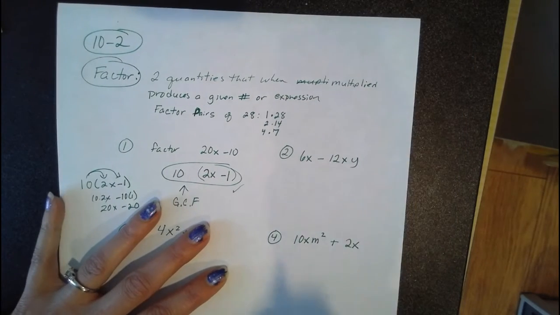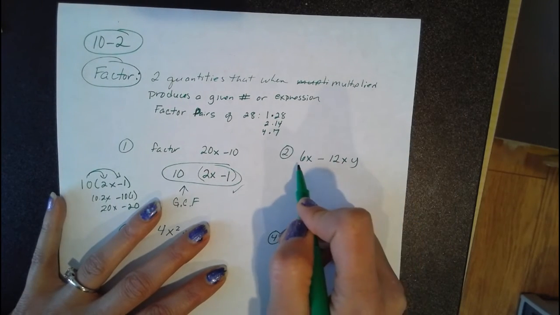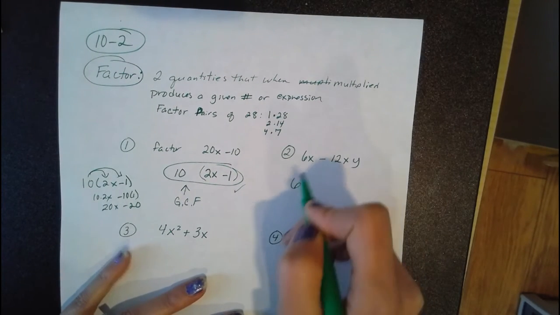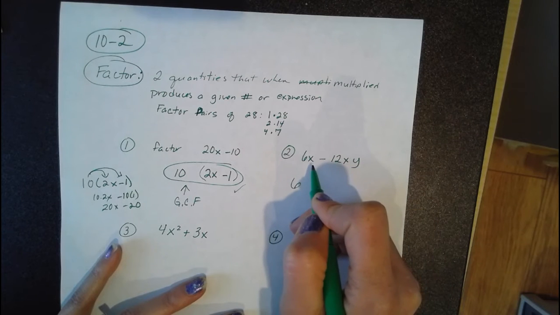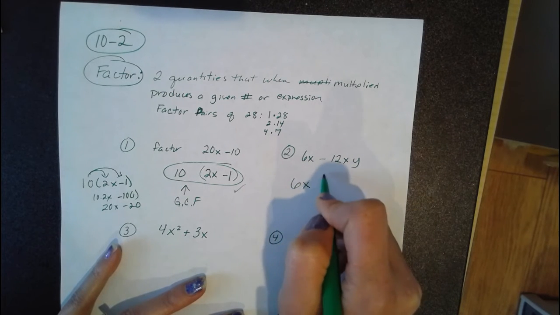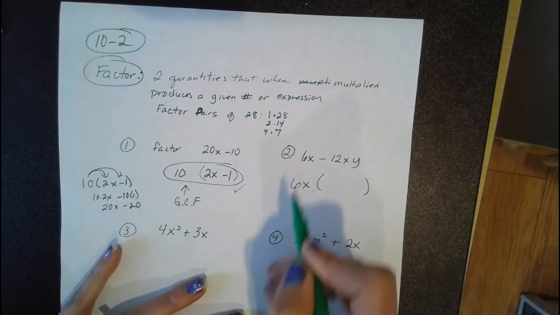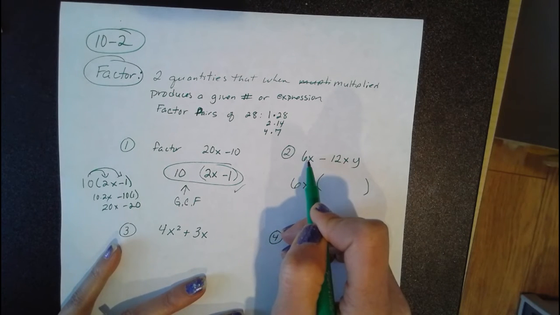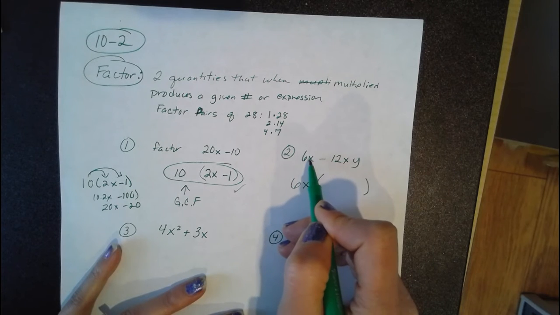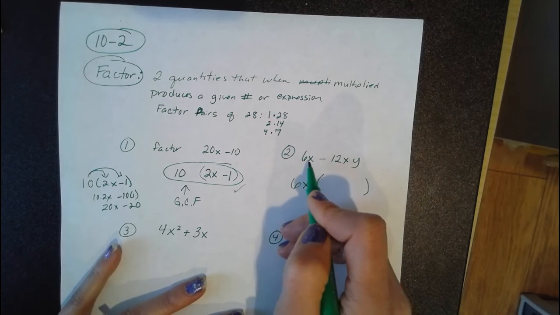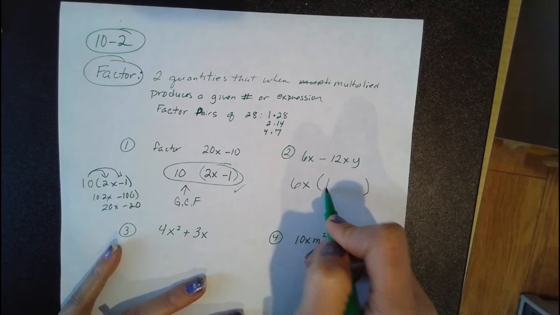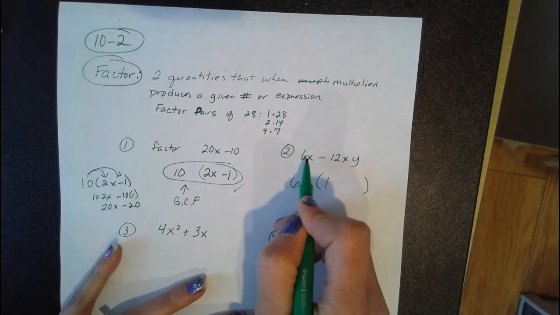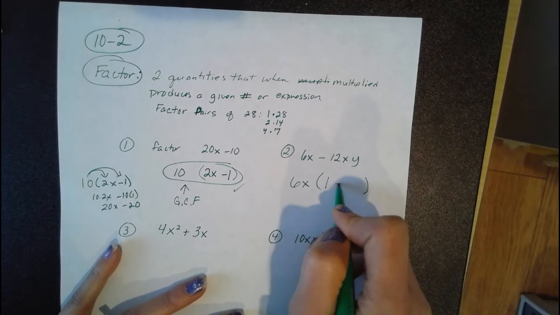So here I'm going to look for the greatest common number. The greatest common number is a 6. And the common letter is an x. So what would I need to multiply 6x by to get back to 6x? Or I can think of it as a division problem. 6x divided by 6x is 1. This times this would get me back there. I'm going to bring down that minus sign.